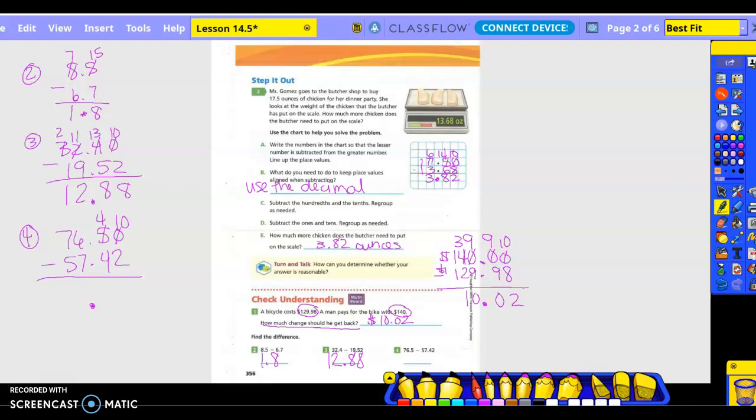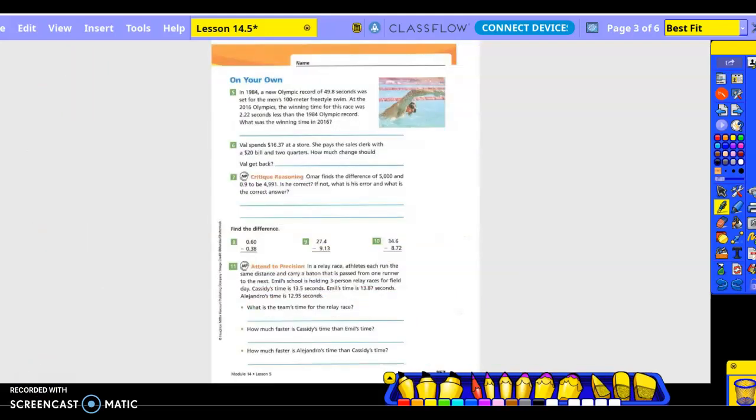Am I going to be able to take 7 from 6? No, so this becomes a 16, and the 7 becomes a 6, because we're going next door and taking 10 more, right, when we do that? So 10 minus 2 is 8, 4 minus 4 is 0, 16 minus 7 is 9, 6 minus 5 is 1, so 19 and 800. On your own, number 5.